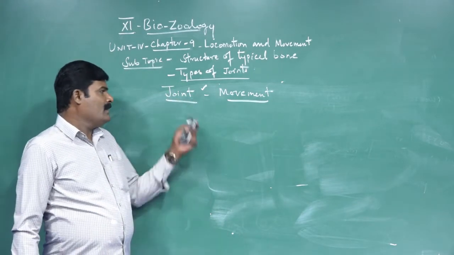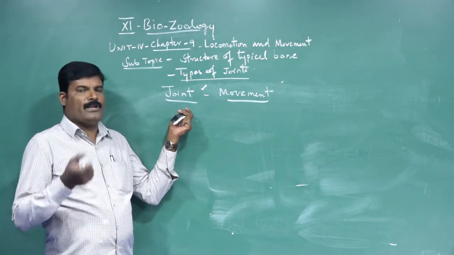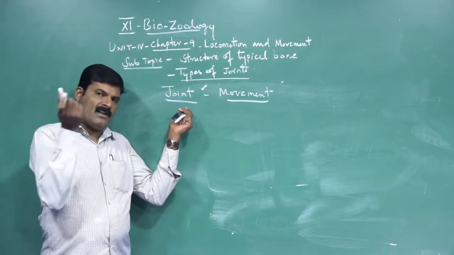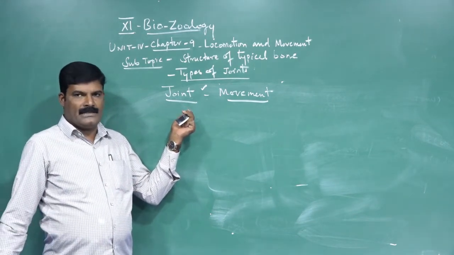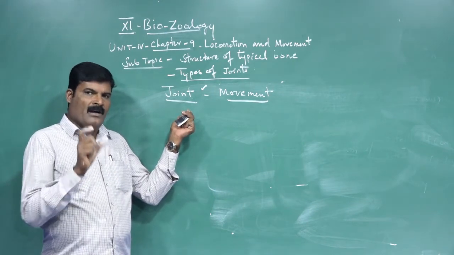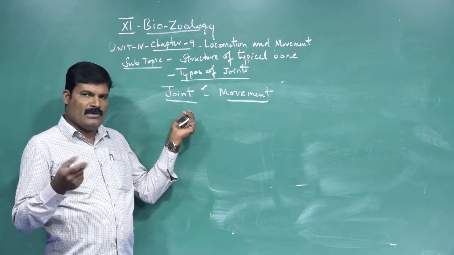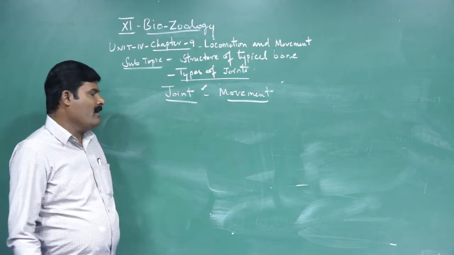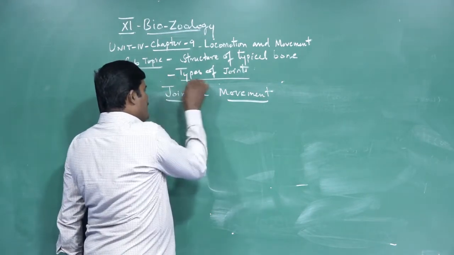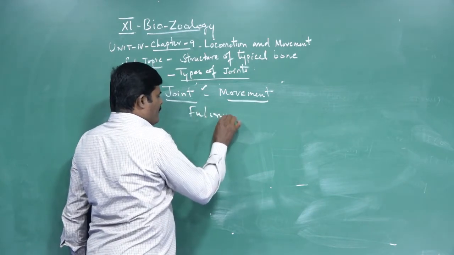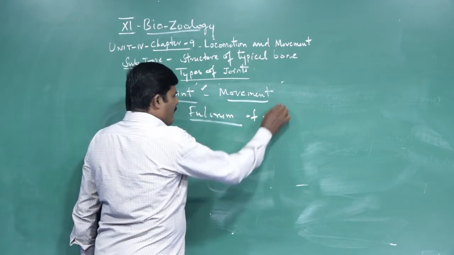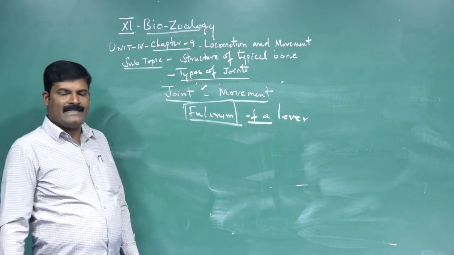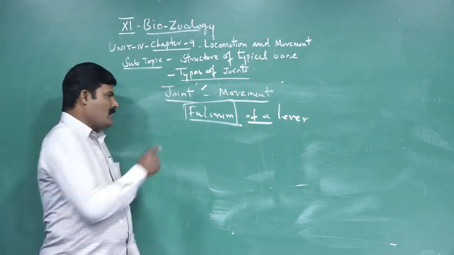The muscles attached to the bones are used to carry out all types of movements. All the muscles which are attached to the bones are called skeletal muscles. Without muscles, the bone cannot move from one place to another or one side to the other. The joint acts as the fulcrum of a lever. Fulcrum means what? The place against which the lever is borne is called the fulcrum.